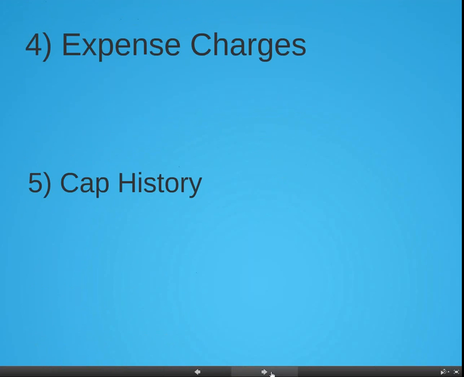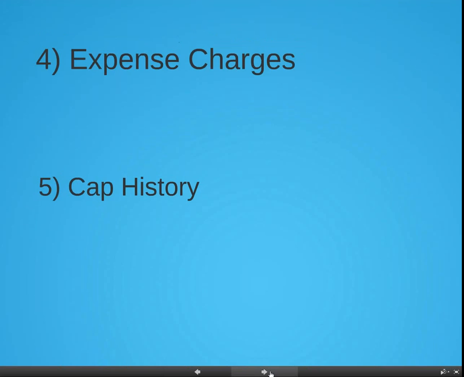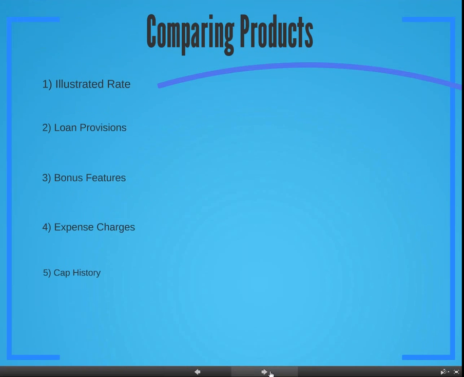And finally, the cap history. As we know, the cap on index universal life products can change. And so we want to look at a company's history and say, hey, are they treating their current in-force block of products, are they treating those clients good, or are they just showing us introductory rates? Okay, so you want to have a good history. Those are the main 5 things you need to understand. So let's go into each one of them.